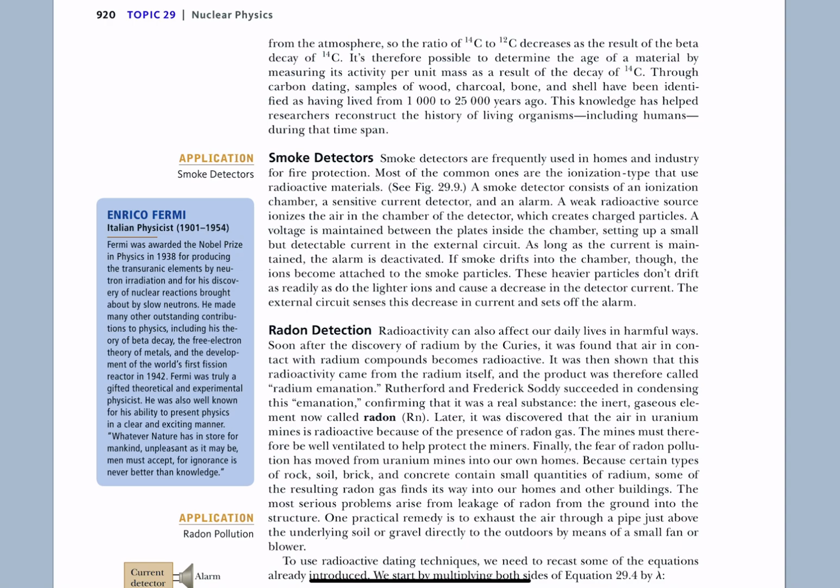completed, no problem. But if some dust from smoke gets in the way, then some of these radioactive particles activate the dust, causes a drop in the level of the current in the circuit, and that triggers an alarm and tells you you ought to get out of the house, or at least find out the source, if it's safe, for why your smoke detector went off.